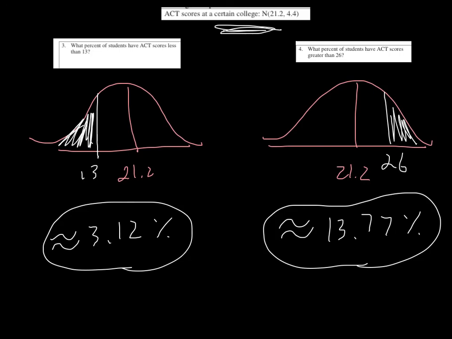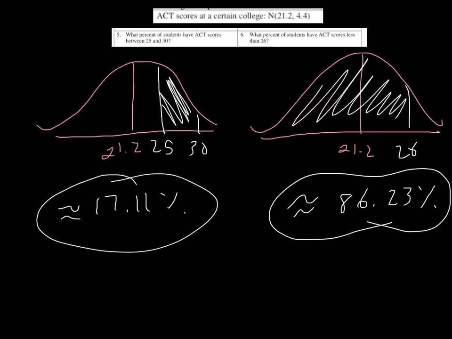For each of these questions, you should calculate one z-score, and then using your calculator, the first one's going to be negative infinity bound by the upper score of the z-score associated with 13. And for number 4, you're going to need the z-score for 26, and the upper bound is going to be positive infinity. Again, I already have these answers in for you, but for number 5, it's 25 and 30, so that's a finite bound. So you're going to want to go into your calculator, and you're going to put the lower z-score associated with 25, and the upper z-score associated with 30.